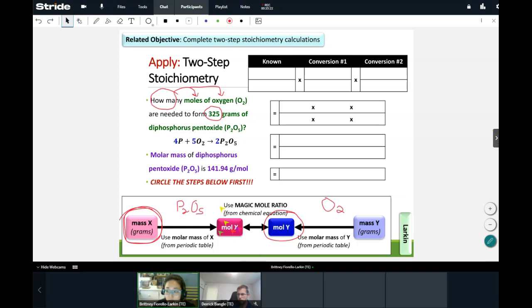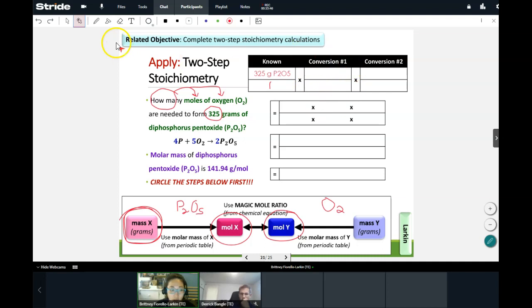So taking a look here, our middle step is first, we have to get to moles of the same chemical. Before you can go to moles of a new chemical, you first have to get to moles of the same chemical. Let's do it. So up here, I've got 325 grams of P2O5 all over 1, just to turn it into a fraction. Doesn't change its identity. It's still the same thing.